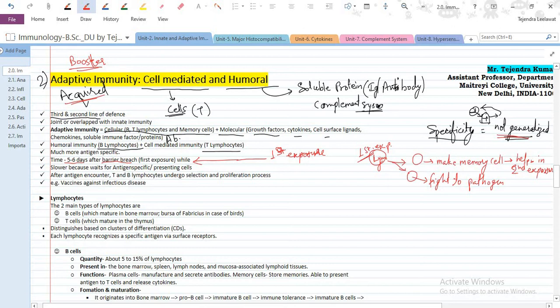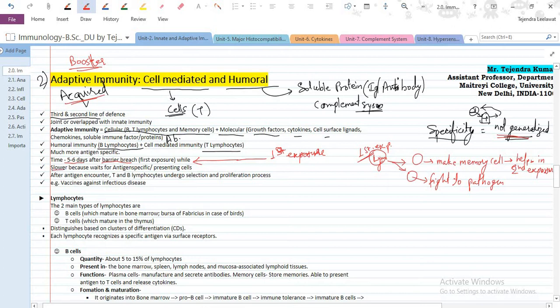It is slower, because it waits for the antigen specific and presenting cell, as I told you, it is based on antigen presentation. Whenever any cell comes to it and gives some signal about the antigen, it starts working. Otherwise it will wait for the antigen, and whenever the antigen comes, it starts working against it. So that's why it takes some time, and that's why it is very slow.